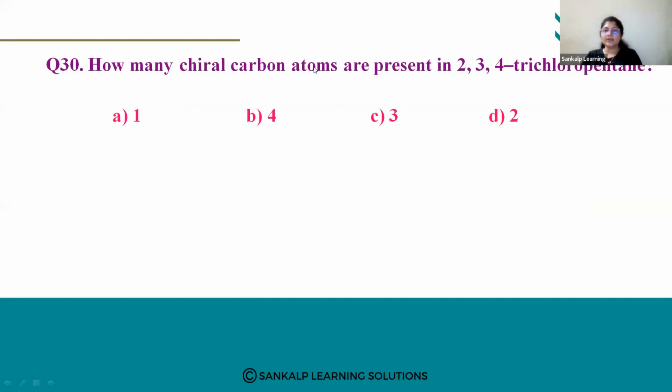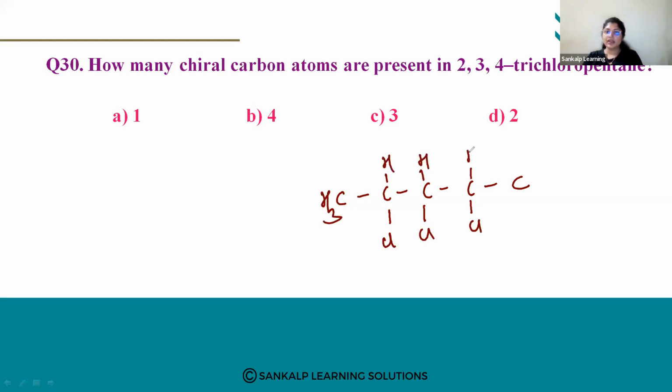How many chiral carbon atoms are present in 2,3,4-trichloropentane? So I'll write the structure of 2,3,4-trichloropentane. So pentane 1, 2, 3, 4, 5. So 2, 3, and 4 chloro. Okay. And rest all will be CH3 group. So H, H, H, and CH3. Okay, so how many chiral carbon atoms are there? We'll check with this carbon. So one atom, 2, 3, and this is fourth one. So this is a chiral carbon.